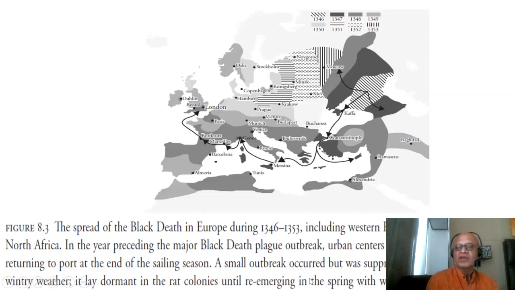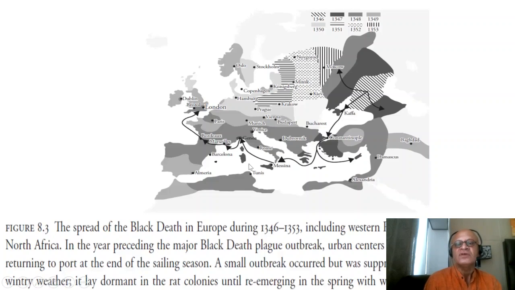Okay, a small outbreak occurred but was suppressed by cold autumnal and wintry weather. It lay dormant in the rat colonies until re-emerging in the spring with warmer weather. So some interpretations insist that the unusual seasonality of the outbreak was related to these kinds of climate changes as well, or at least seasonality of the anomalies. But there is persistent doubt about whether this was really bubonic plague or something else like a flu. You remember the Spanish flu that came later on, also killed 50 million people in the 20th century, 1918 or so.